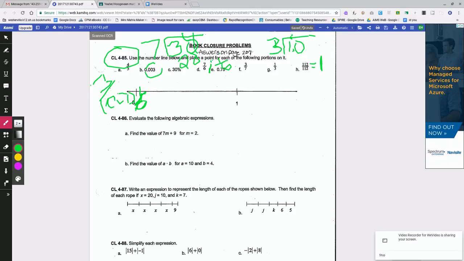Next question. Again, some of you are struggling with evaluating. That's why we have our vocabulary that you also need to study. So I would be going over those words if you're done with your closure problem because they will be on your test. So again, 7m: whenever you have a variable by a number, it means to multiply. They're already telling you the value of m, which is nice because that doesn't happen all the time in algebra. So this means 7 times 2, because m is 2, plus 9.